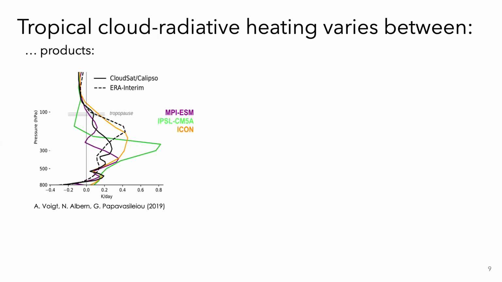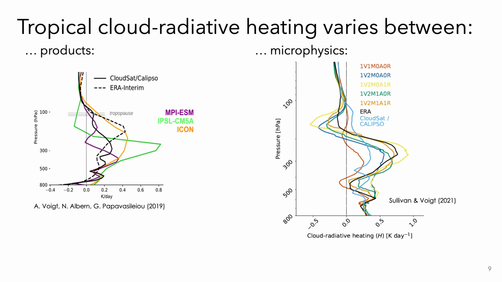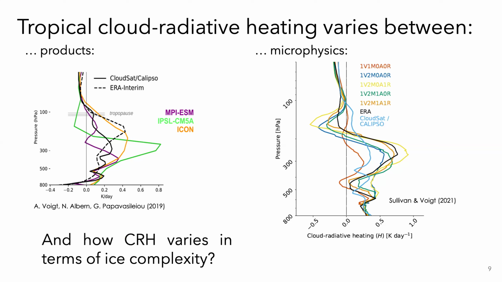So the problem is that tropical cloud radiative heating can change between different modeling products and different satellite products, enhancing some in-cloud heating, or diminishing or enhancing the cloud top cooling. In fact, microphysics can also change the heating rate magnitudes. If you change microphysics settings in your modeling, for example, you can enhance or diminish the heating rate peak. So the question is how the cloud-radiative heating will change in terms of ice complexity.